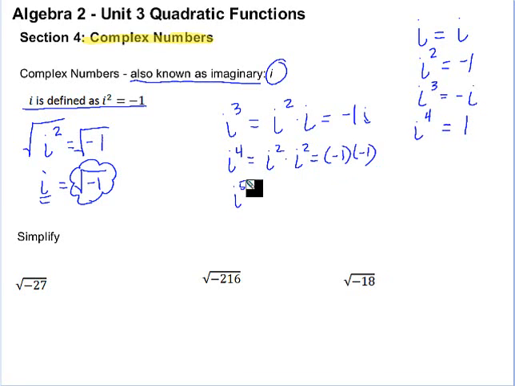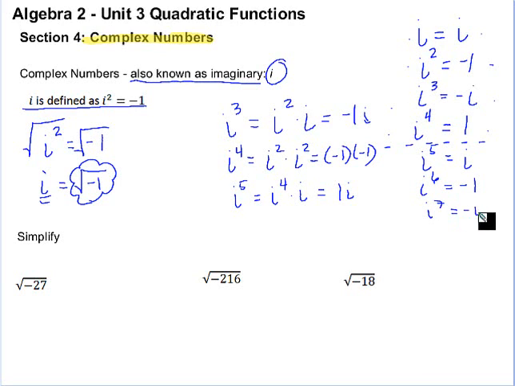Let's look at i to the fifth. Well, i to the fifth we could break up as i to the fourth times i. i to the fourth is +1, so this is +1 times i, so i to the fifth is i. And from here, this pattern is going to restart every fourth exponent. So i is i, i squared is -1, i to the third is -i, i to the fourth is 1. Then it restarts. So i to the fifth is i, i to the sixth would be -1, i to the seventh would be -i, and i to the eighth would be 1. So imaginary or complex numbers have a very unique pattern to them, and every four exponents, it keeps repeating itself.